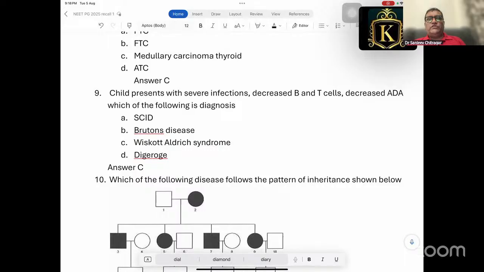What are the two conditions? One is interleukin 2 receptor mutation and one is ADA. Interleukin 2 receptor mutation is most common. ADA deficiency is less common. And ADA is autosomal recessive. Interleukin 2 receptor is X-linked recessive.